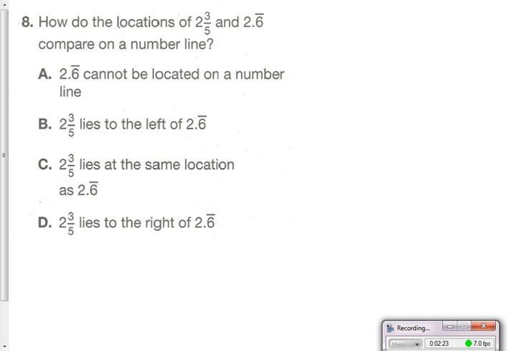It says, how do the locations of 2 and 3/5 and 2.6 repeating compare on a number line? Well, first, sketch it out. Draw these out on a number line. Here's your number line. Here's 2. Here's 3. We know it's somewhere in between those two. This would be about 2.5.